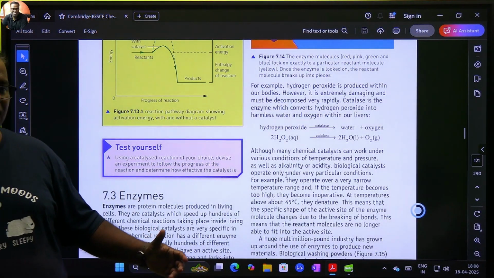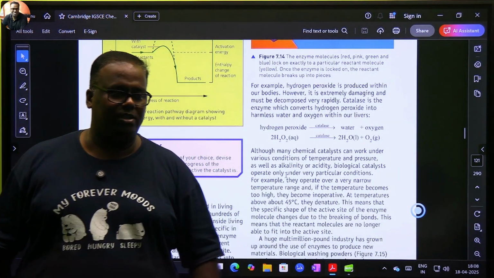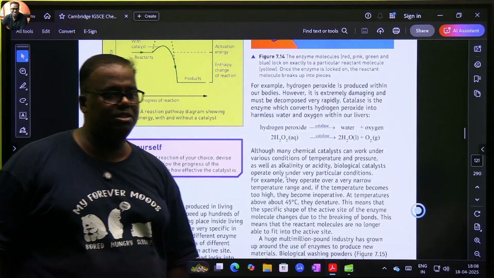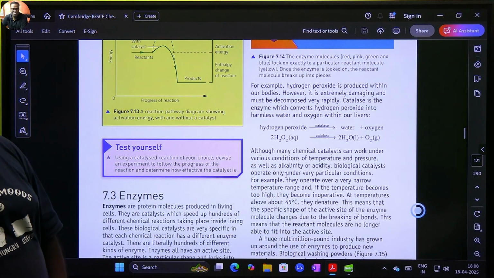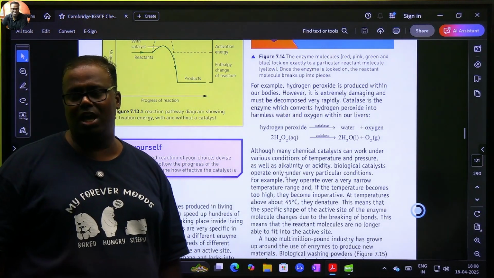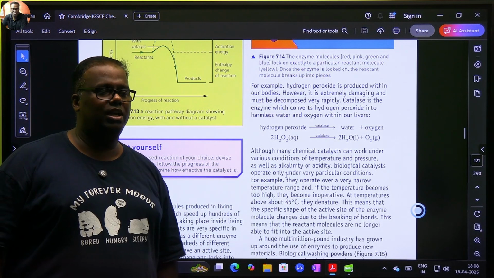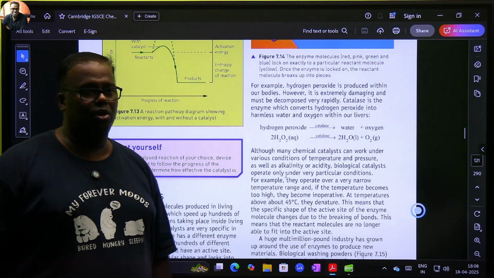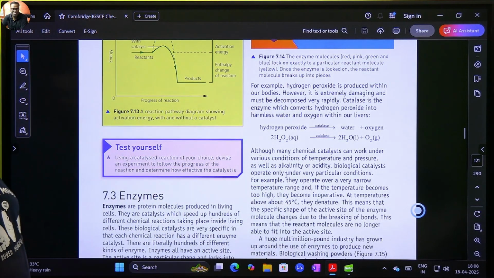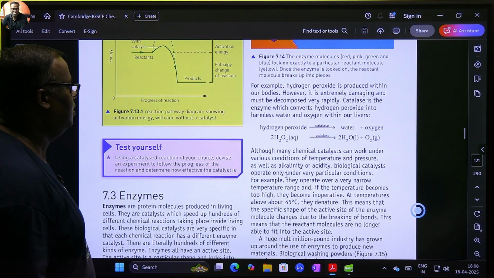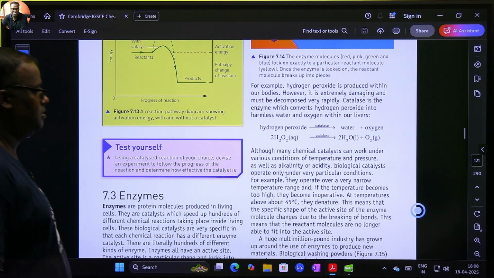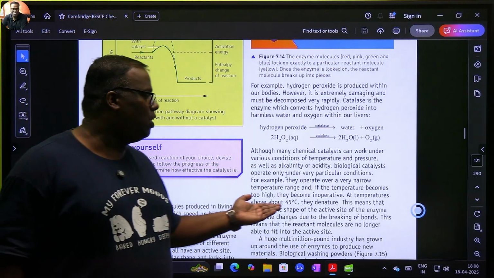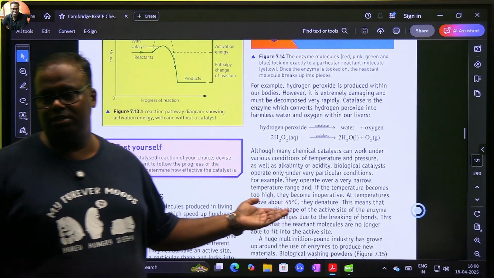Chemical catalysts do not have a worry factor with alkalinity or varying temperature and pressure. However, biocatalysts or enzymes have a narrow temperature zone in which they will be operative. Narrow temperature range, not zone, range. It means the minimum-maximum bar is very, very small in the case of biological catalysts or enzymes. And if the temperature becomes too high, they become inoperative.